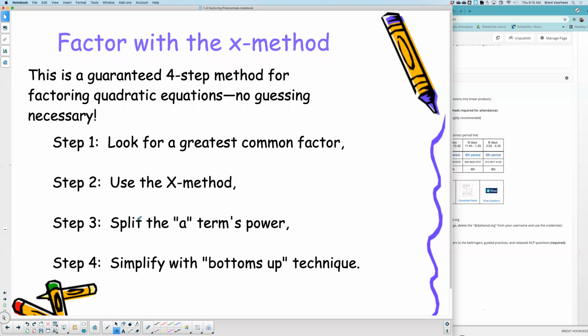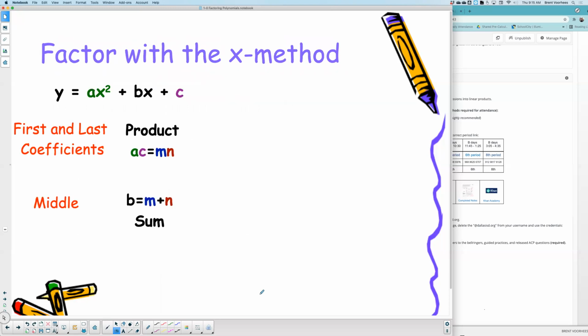So how do we do this? I do a 4-step method. So here are your steps, crystal clear for you on your packet. Number 1, we need to look for the greatest common factor first. This is essential to factoring. If you do not take out the greatest common factor, oftentimes we'll come up with a solution that will not be the correct solution. So you want to go in order, and the greatest common factor is what you do first. Secondly, we'll do that X method that I'm about to explain to you. We'll split the a term's power third, and then we'll simplify with the bottoms up technique. So there's the words. What in the world do those words mean? Well, let's look at some examples so I can show you.